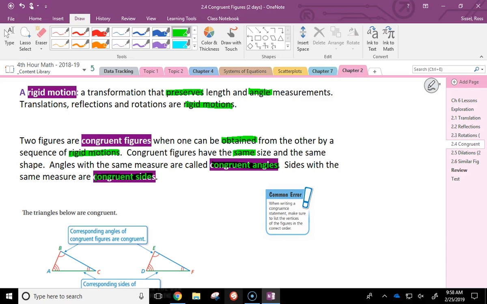Okay? The biggest thing I want us to make sure that we're understanding is the rigid motion meant that we did not change the angle measure. I did not change the length of the side. So I did not make the picture bigger or smaller or change the shape itself.